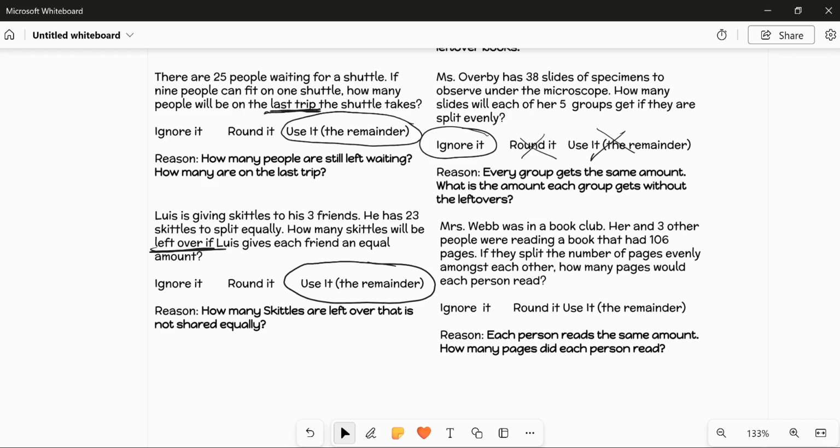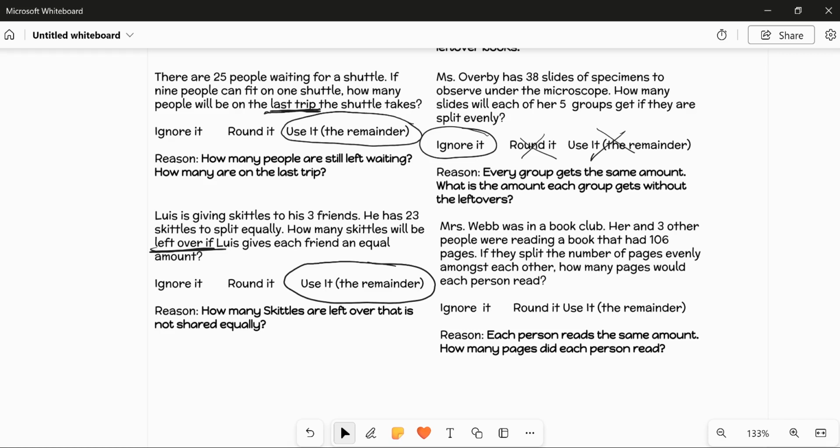And lastly, Mrs. Webb was in a book club. Her and 3 other people were reading a book that had 106 pages. If they split the number of pages evenly amongst each other, how many pages would each person read? Although it says the pages are split equally, that doesn't mean that there might not be any left over. So we have to take into account that the groups are even. That's what they want to know. How many pages is each person going to read?